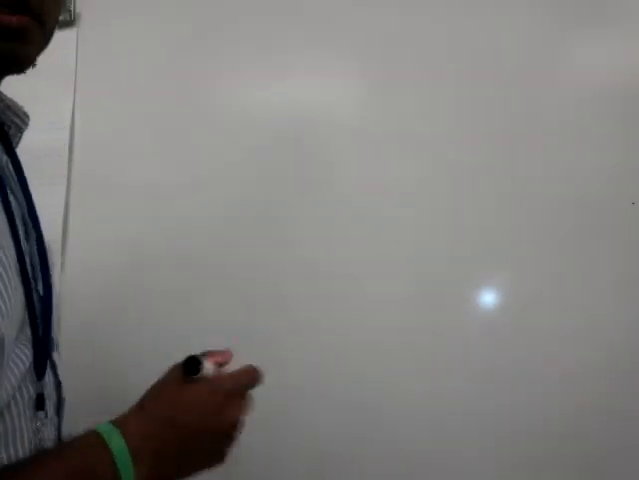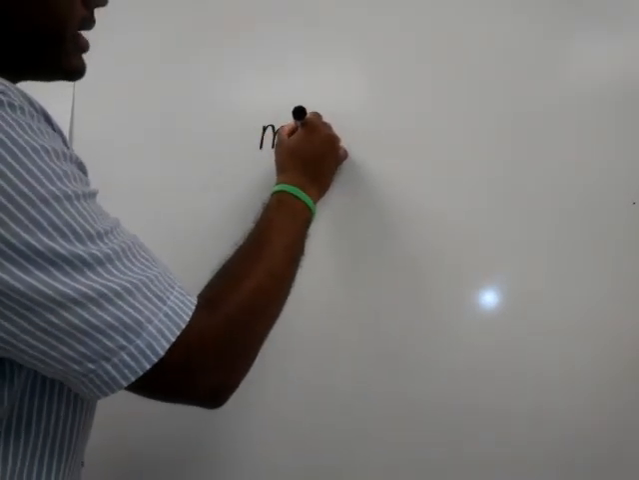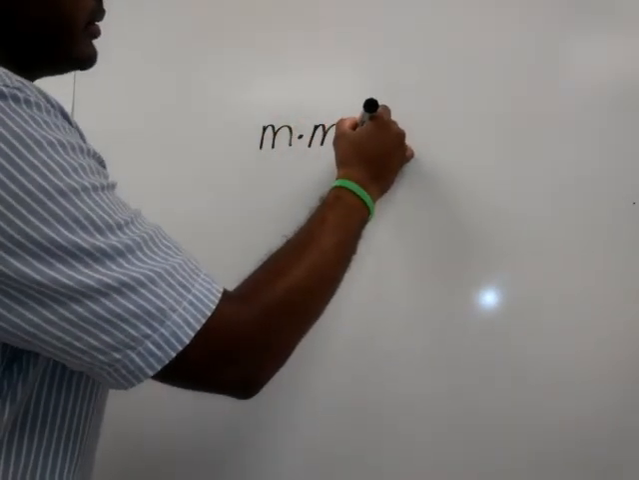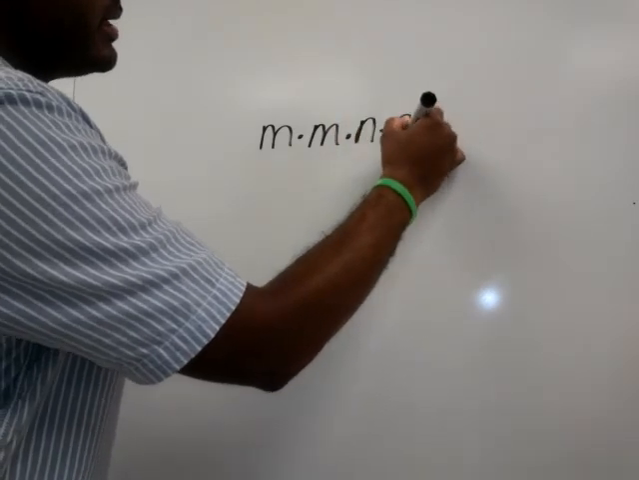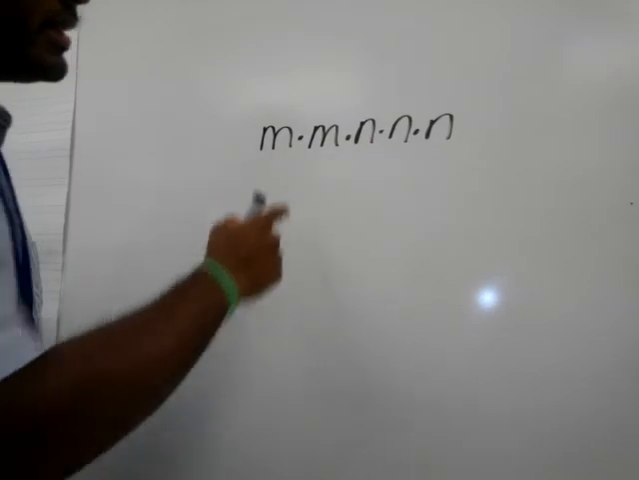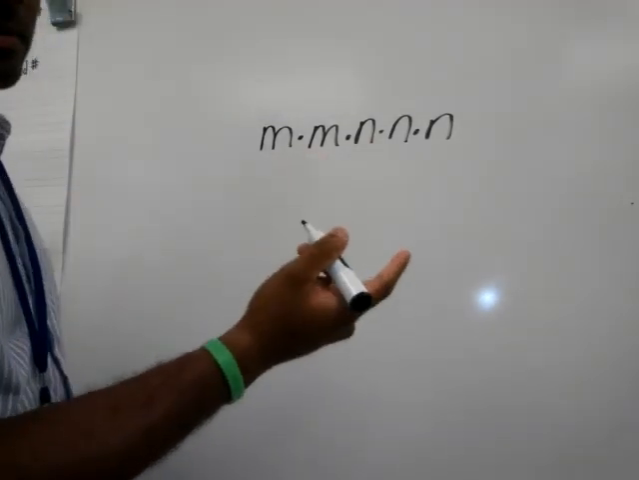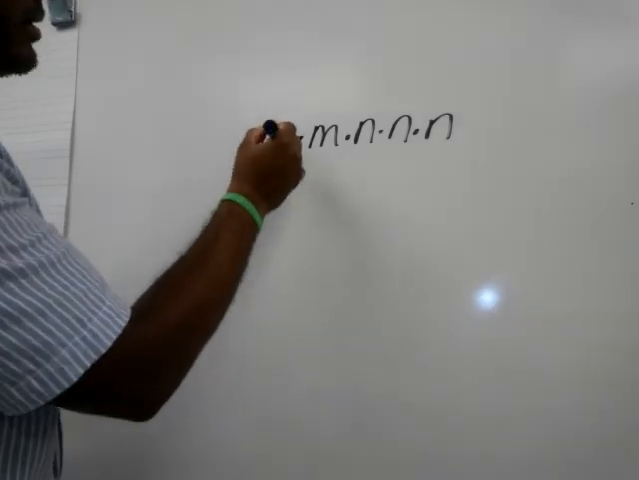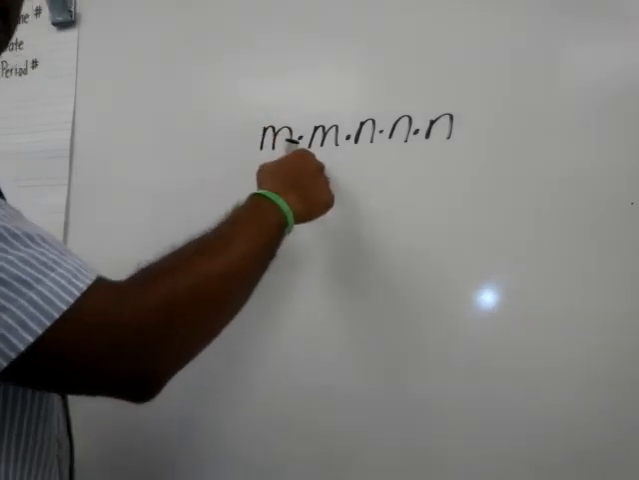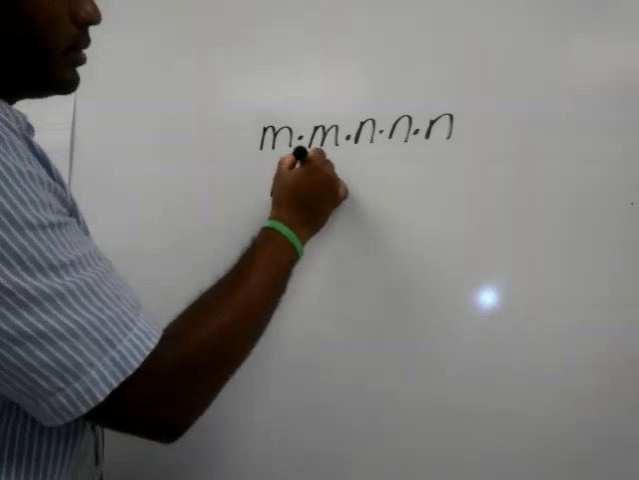One more thing I want to go over really quick. Let's say we had m times m times n times n times n. We need to write this as an algebraic expression. Well, you count your m's. How many m's do we have? 2. So we'd have m squared.